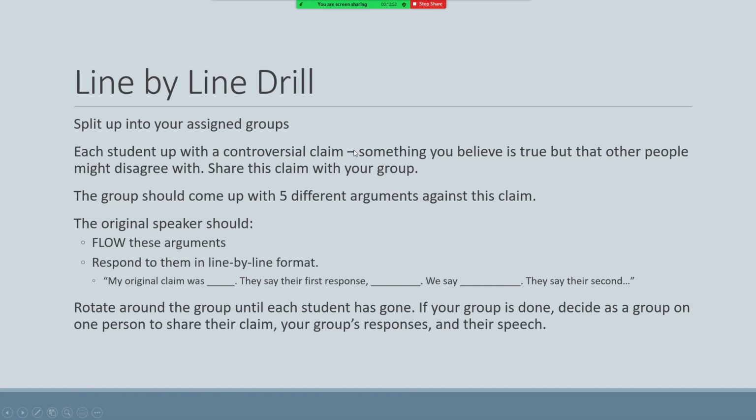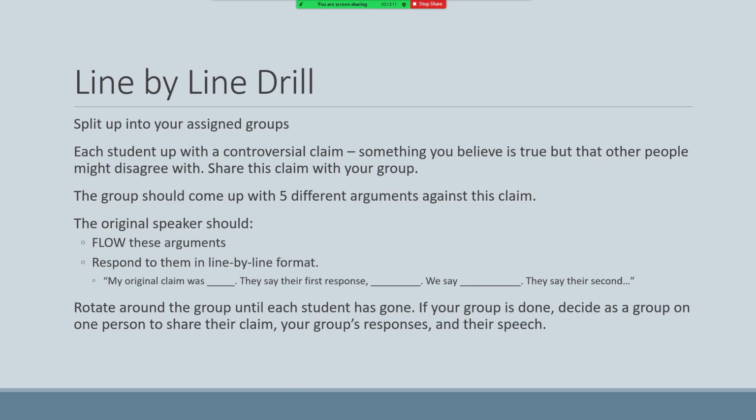The rest of these drills have more to do with line by line. And so this drill is the drill that the other group is doing right now with Shanna. This drill is very basic, and the goal of it is just to practice the structure of line-by-line refutation.